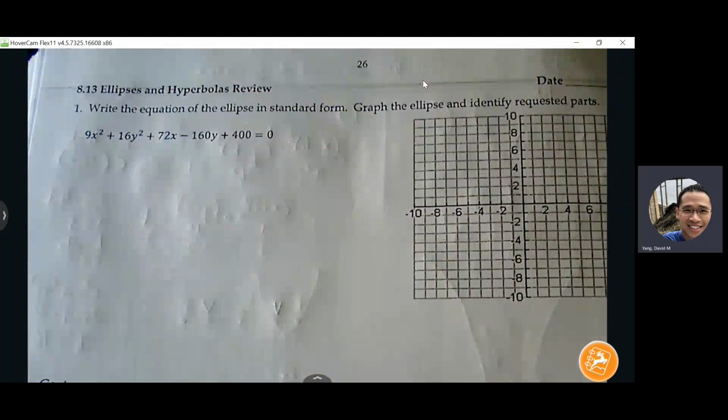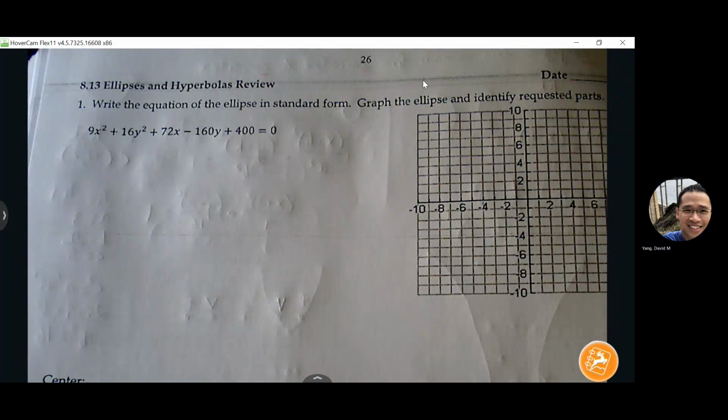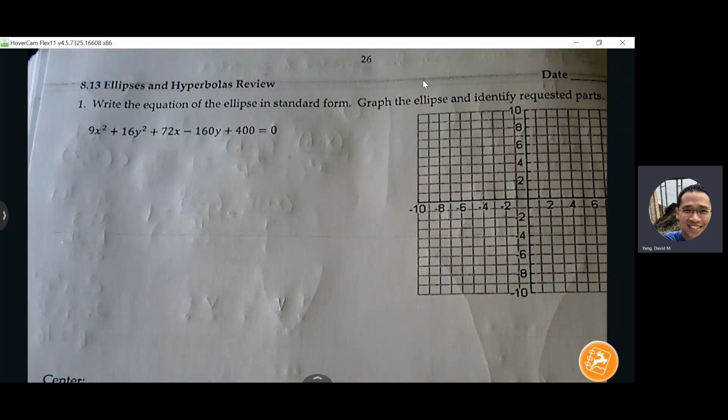Okay, let's start with number 1 here. Let's say I did not tell you that this was an ellipse. How would you know that this is an ellipse? It's the same sign and different coefficients. Same signs, different coefficients. That's an ellipse. So you're going to group the x's together, group the y's together, and then put the constant on the other side.